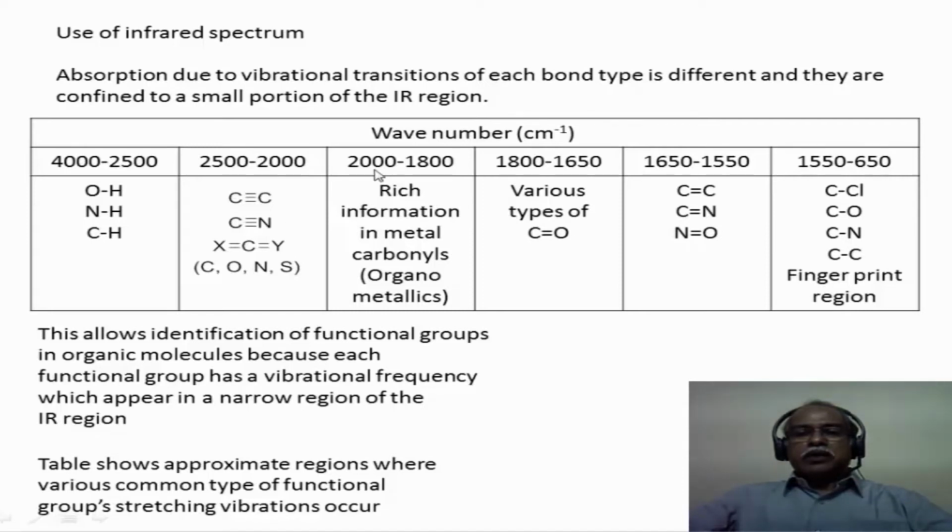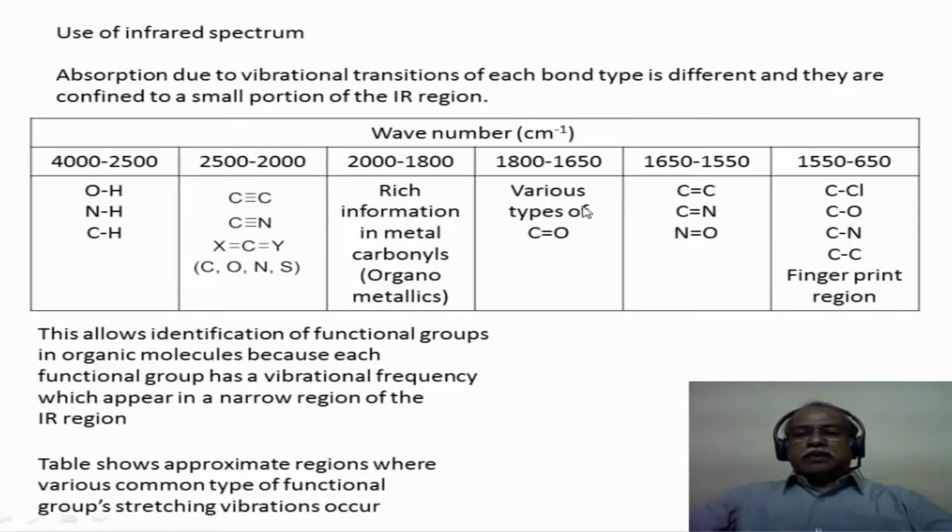The region between 2000 to 1800 is actually blank as far as the organic chemists are concerned, but rich information is available when you are dealing with metal carbonyls, as in organometallic compounds for example. Transition metal carbonyls are very visible in this particular region because of the carbonyl stretching frequency, where the carbonyl is attached to a metal atom or a metal ion. So this region essentially for organic chemists is not very useful, but for the inorganic chemists and organometallic chemists this region is extremely valuable and gives rich information about the carbonyl stretching frequencies of various types in this region.